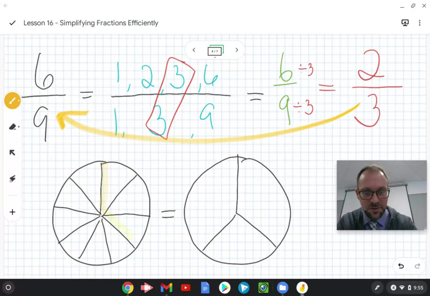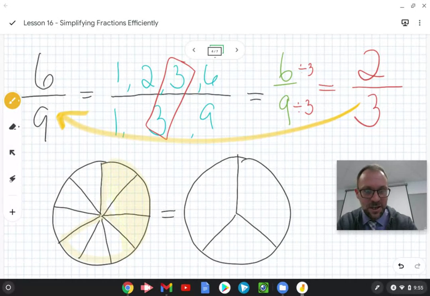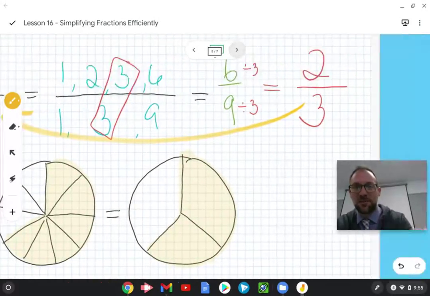Let's see, 1, 2, 3, 4, 5. This is 6/9 right here. This is what 6/9 looks like as a drawing. All right. And 2/3 looks like this. Now I know these drawings aren't perfect, but they do show that 6/9 and 2/3 are the same amount. They are equivalent fractions. Let's try another example.